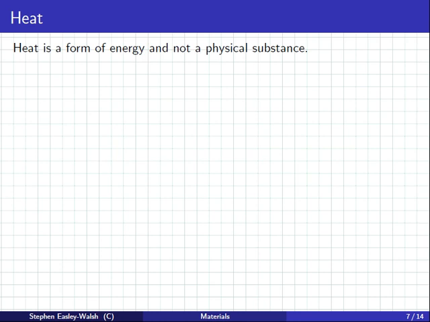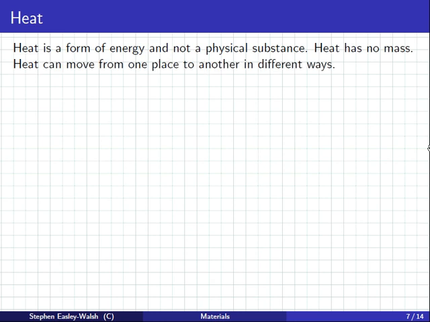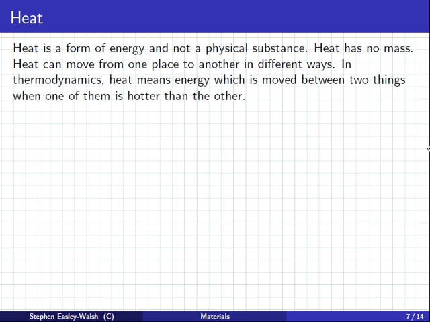Heat is a form of energy. Remember we said this in the energy lesson. Heat's a form of energy. It's not a physical substance. You can't hold heat like some kind of superhero. Heat has no mass. Heat can move from one place to another in different ways. In thermodynamics, heat means energy which is moved between two things when one of them is hotter than the other. So, if I had a cup of coffee in my hand, I can feel the heat moving from the coffee to my hand, okay?